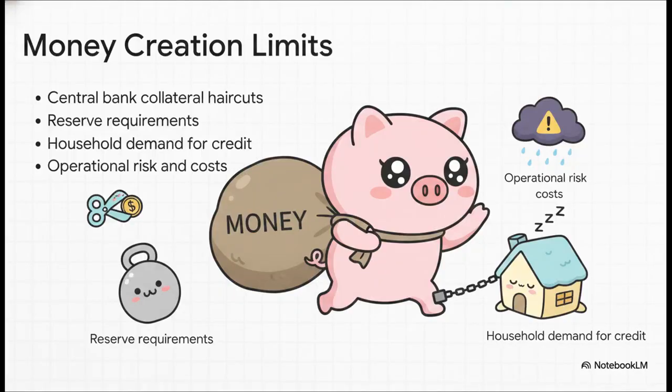But hey, before you think banks can just print infinite money, let's look at their constraints. They're heavily limited by the central bank's rules, like collateral haircuts, which basically means the central bank discounts the value of the assets that banks pledge for cash. They're also limited by those reserve requirements we literally just talked about. But actually, most importantly, they are limited by household demand. A bank can't create money if no one wants to take out a loan. Plus, loans come with operational costs and risks that keep the whole system in check.